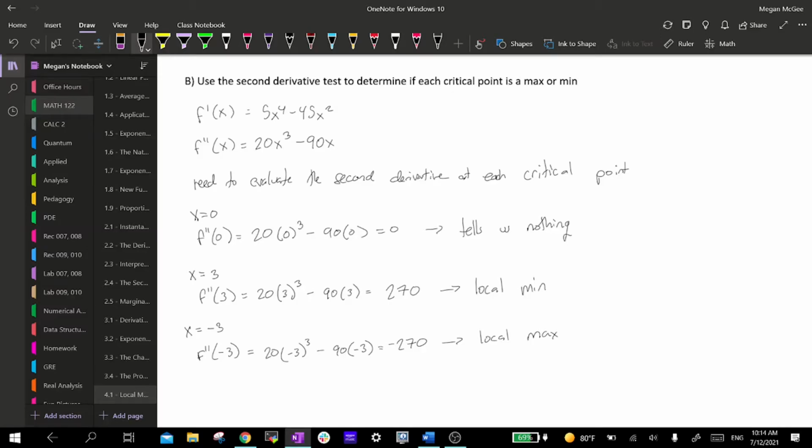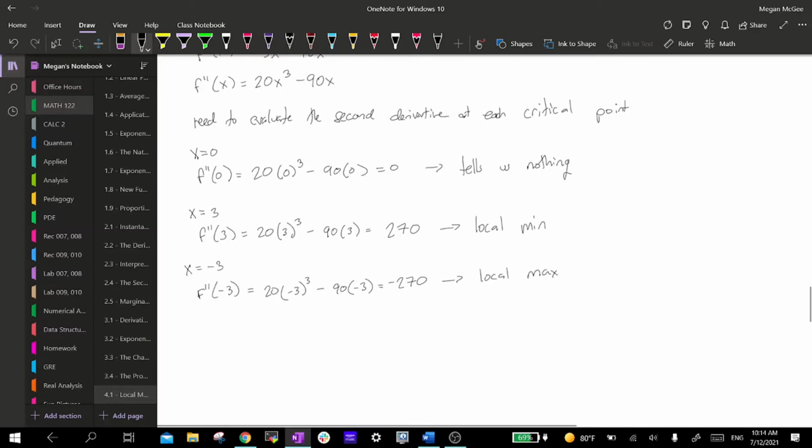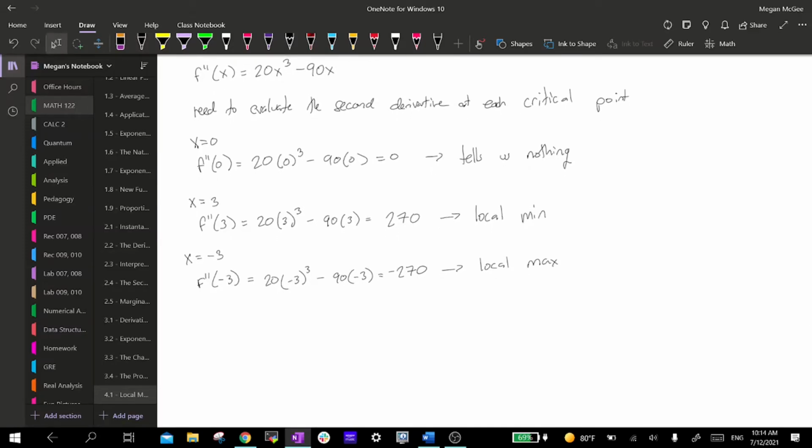All right. So we've discovered that x is equal to 3 is a local min. x is equal to negative 3 gives us a local max. But we still need to figure out what x is equal to 0 gives us. All right, so let's go ahead and use the first derivative test to further evaluate the point x is equal to 0.